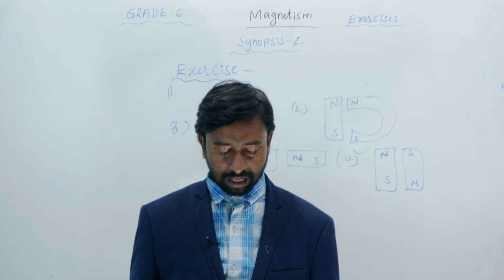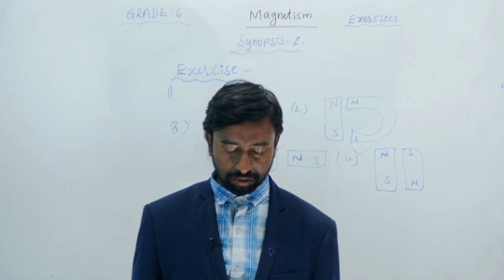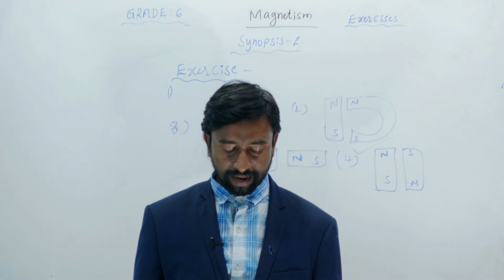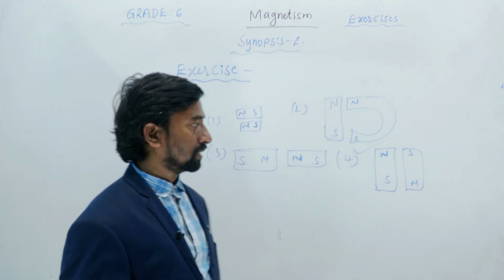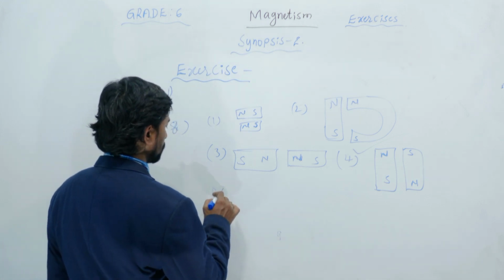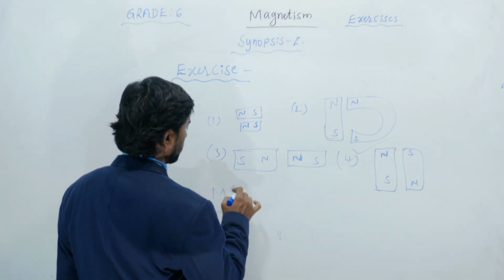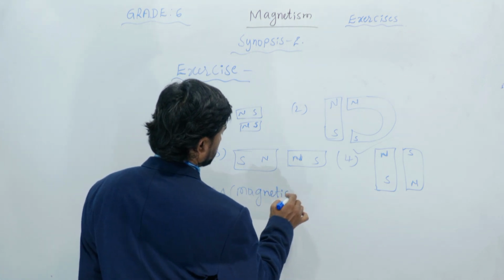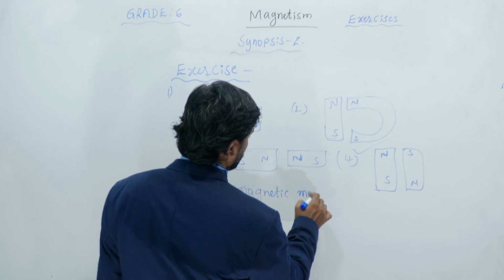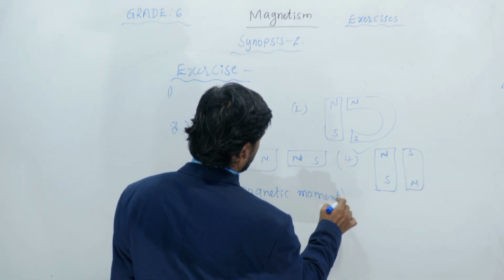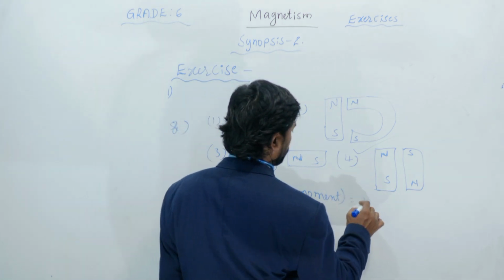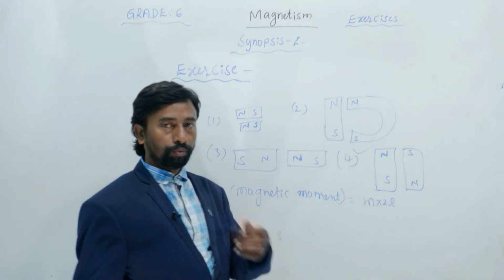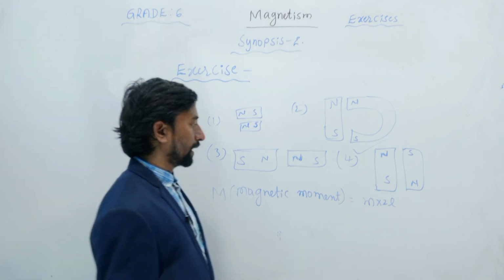Two magnets have their lengths in the ratio 2:3 and their pole strengths in the ratio 3:4. What is their magnetic moment? The magnetic moment is denoted by capital M. The moment of a bar magnet is the product of the pole strength and the magnetic length.